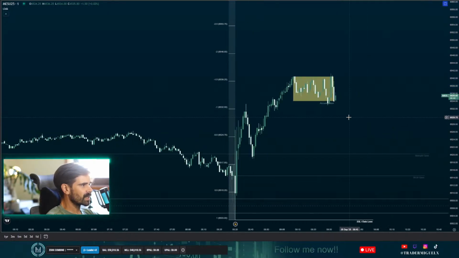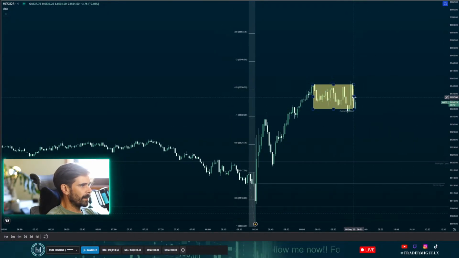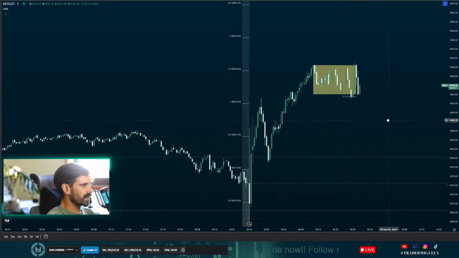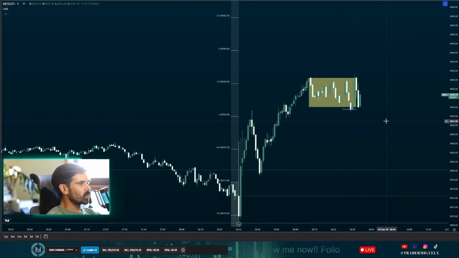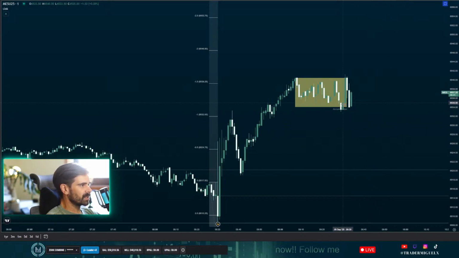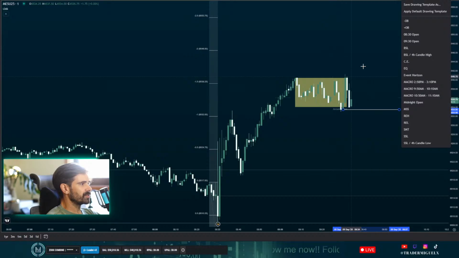So this is the accumulation. We might end up getting some sort of manipulation to the upside or eventually to the downside. And after it, the usual thing that happens is a distribution. So what am I looking for here? I'm just waiting for the manipulation to happen. And after it, we'll eventually take a measure of a plan. I don't know if we will manipulate to the upside.